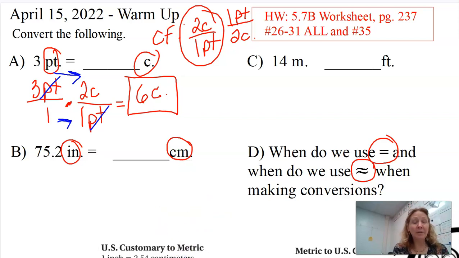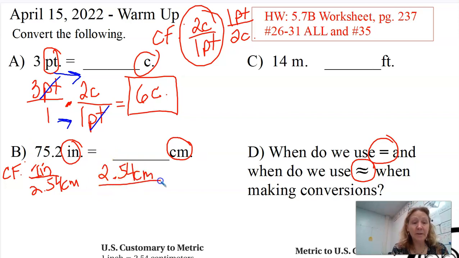Right, so my conversion factor for B is inches to centimeters. So I've got 1 inch per 2.54 centimeters. There's my number 1. Or I flip it around and I do 2.54 centimeters for every 1 inch. And now I'm going to write the numbers that I have in my problem.